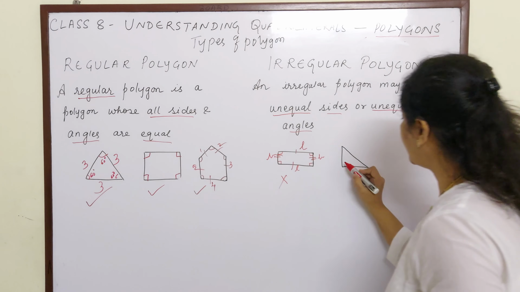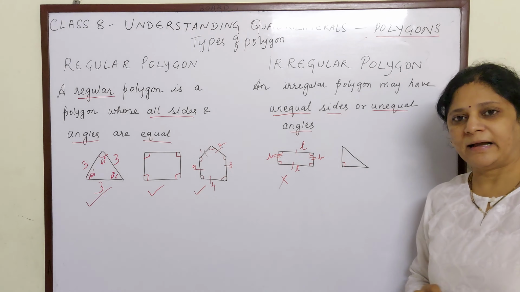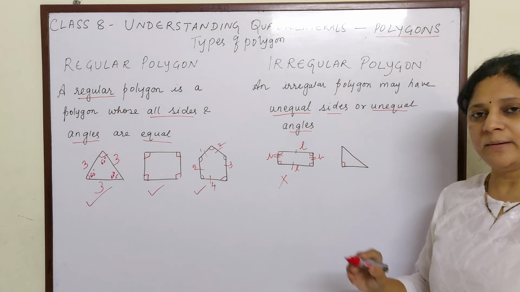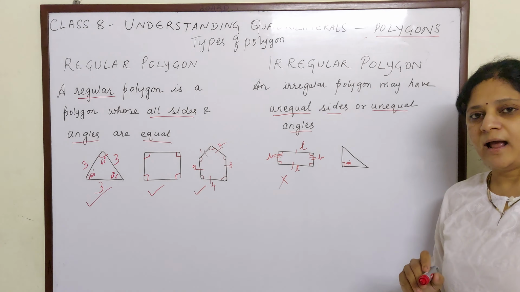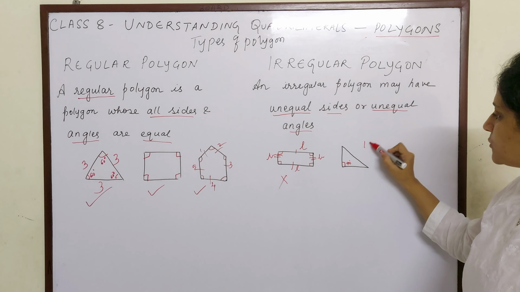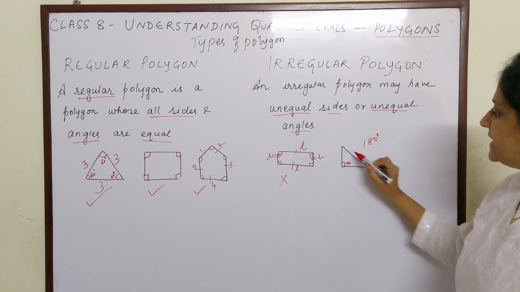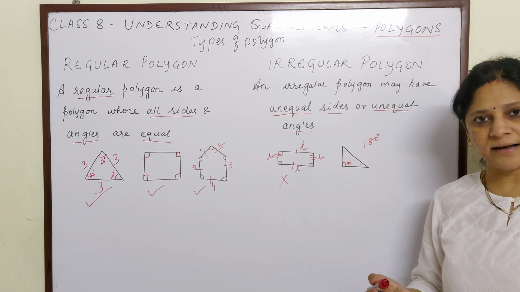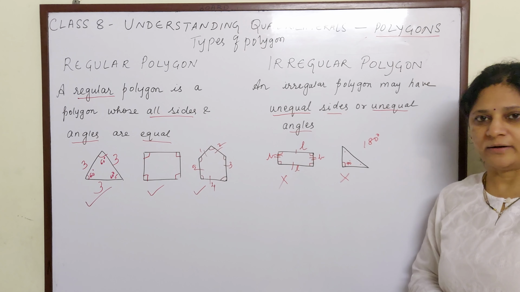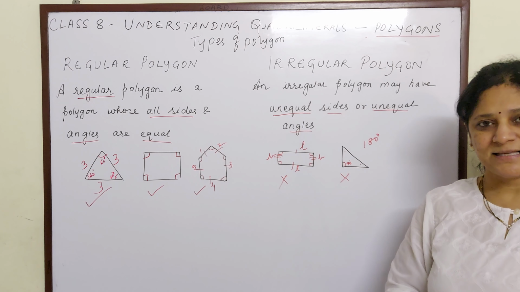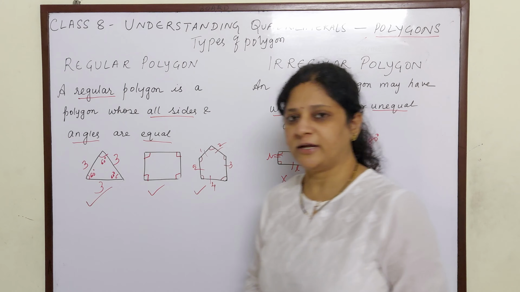Let us go to the right angle triangle. You know in a right angle triangle, there will be one measurement of 90 degrees. Now suppose this is 90 degrees and the sum of angles of a triangle is 180, that means these measurements will be different from 90. So this is also an irregular polygon. So let us learn the next type, convex and concave polygon.